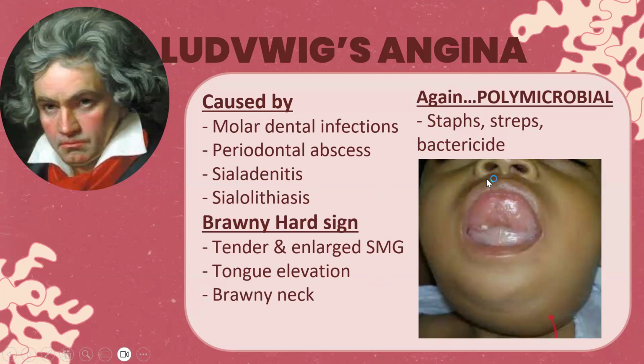be enlarged. Okay, again, both of the angina, like the Ludwig's and the Vincent's, are polymicrobial. So under the microscope, you can see a lot of different species of bacteria.